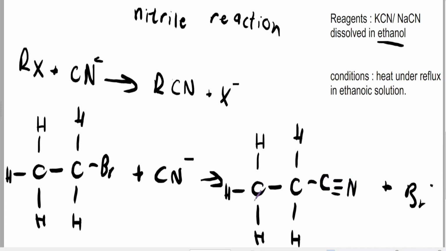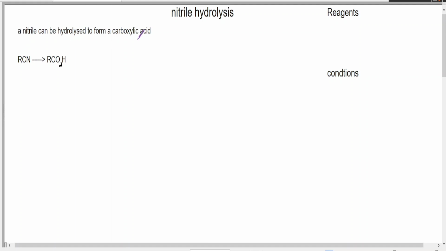And you can see that there are 3 carbon atoms in the chain. Initially there were 2, now there are 3. So a good way to figure out if this is a nitrile reaction is that the carbon chain increases by 1 carbon atom. So earlier I told you how nitriles are formed. Now nitriles under certain conditions can hydrolyze to form a carboxylic acid.